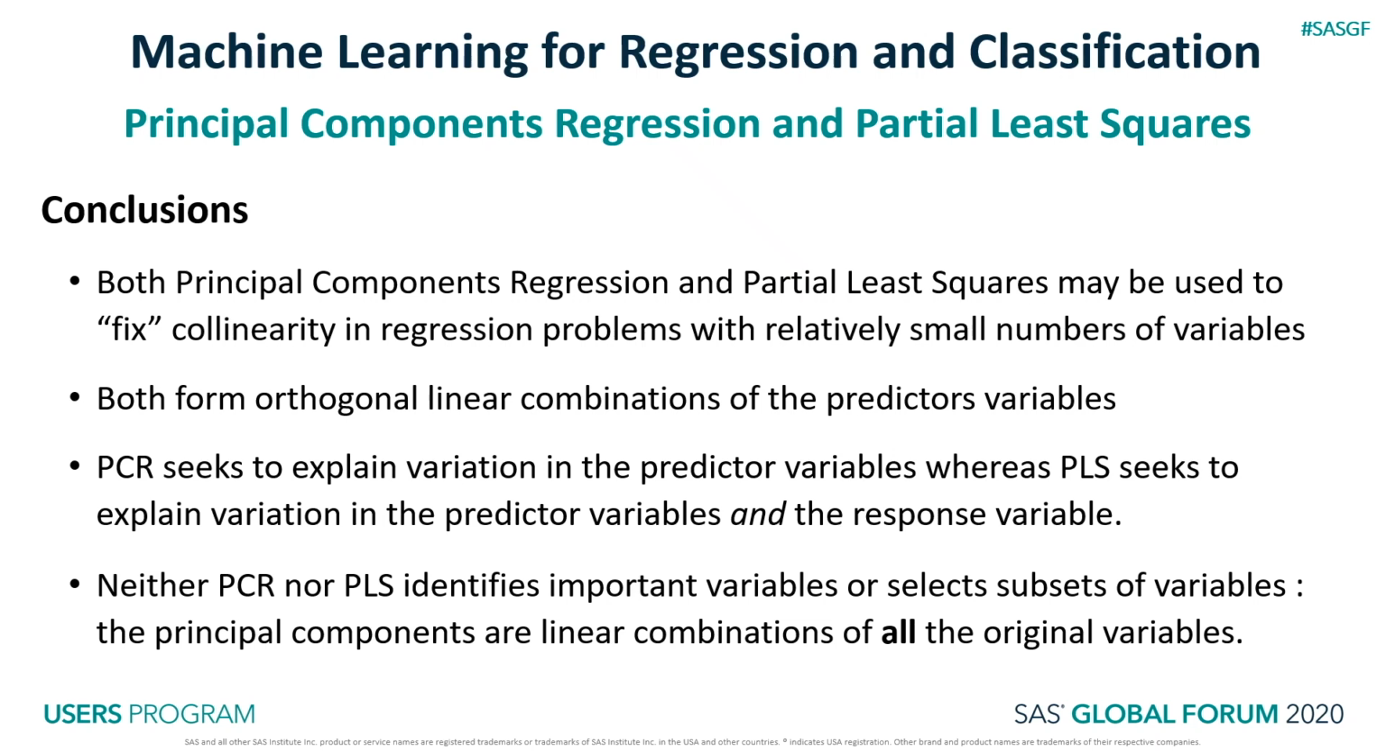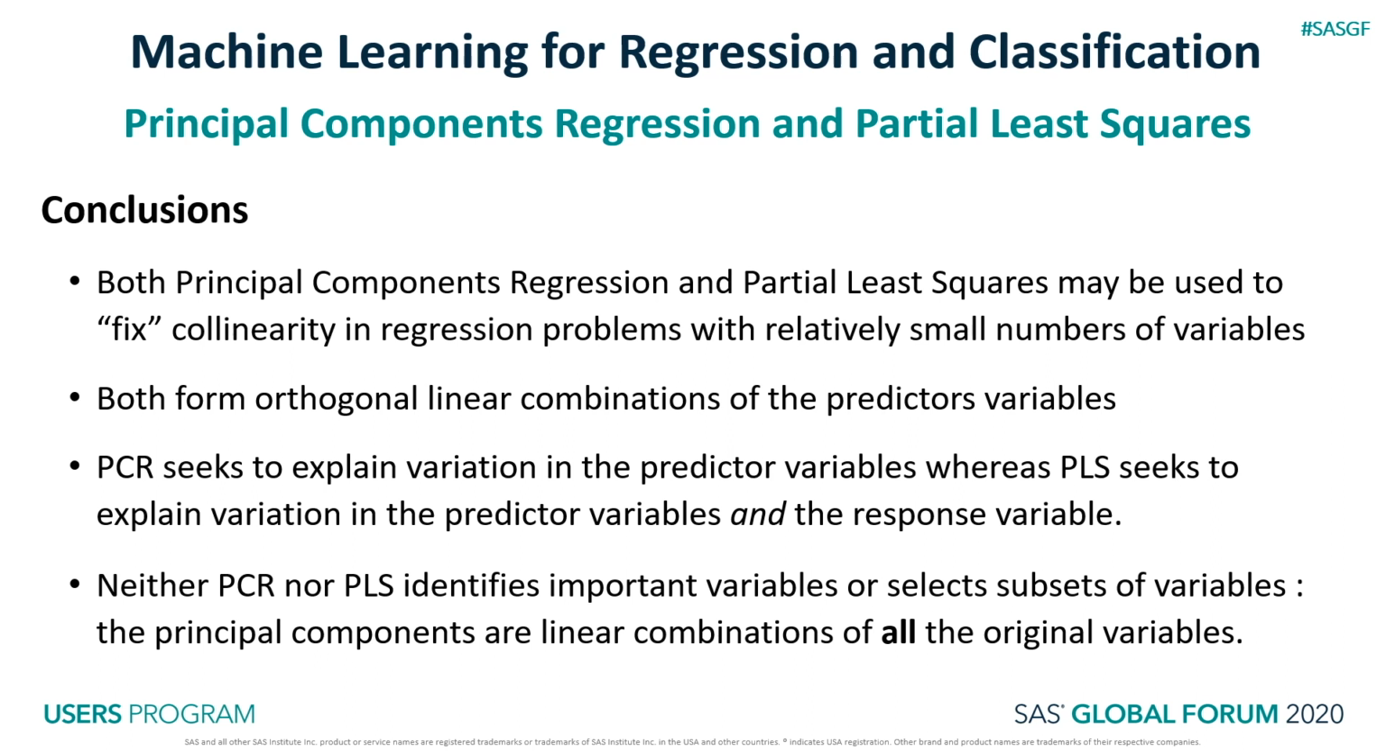So some brief conclusions about principal components regression and partial least squares. Both principal components regression and partial least squares may be used to fix collinearity in regression problems with relatively small numbers of variables. Both of them form orthogonal linear combinations of the predictor variables. Principal components regression seeks to explain variation in the predictor variables, whereas partial least squares seeks to explain variation in both the predictor variables and the response variables.